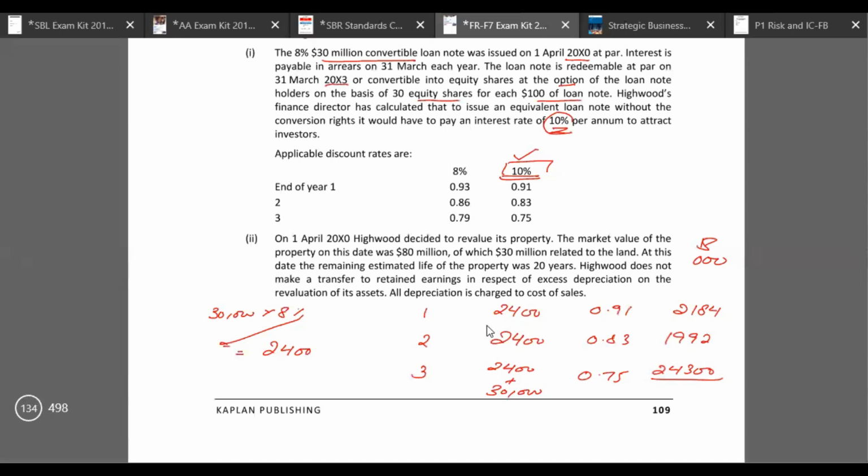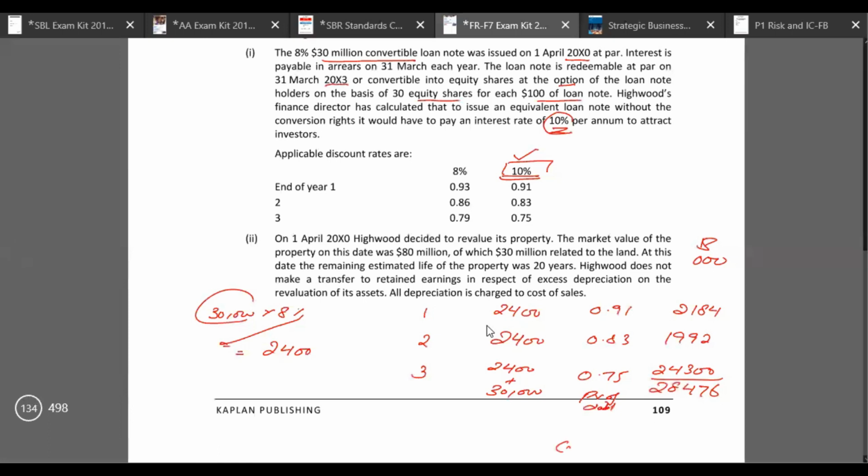1,992 plus 2,184 plus 24,300. It gives you 28,476. Now this is your present value of debt. The total value of the bond is 30,000, and we have actually extracted the debt out of it. Because the debt is actually two things: the interest for the 3 years plus the principal amount. So we have extracted the debt present value out of this 30,000.